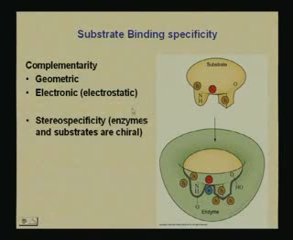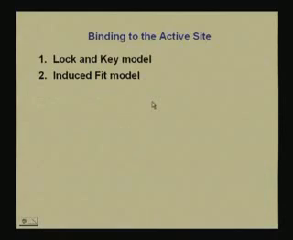Okay, now we have to consider the models in which this binding can actually take place. There are two models of binding to the active site. Now, what are we talking of? We are talking of the binding of the substrate to the active site. The two models are called a lock and key model and an induced fit model. You understand from the name itself, the lock and key model, where the lock is the enzyme and the key is the substrate. So you have a specific key that is going to fit into the lock. So a specific substrate is going to fit into the lock, that is our enzyme.